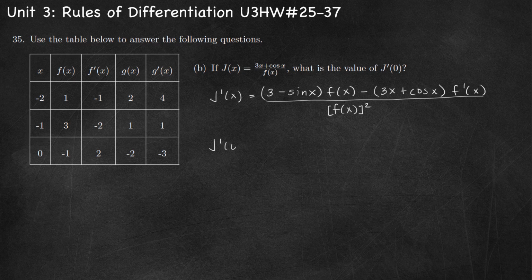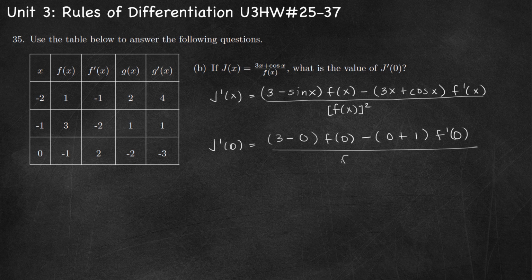Then j prime of 0, we're going to substitute in 0. So we have 3 minus the sine of 0. The sine of 0 is 0, times f of 0, minus 3 times 0 is 0, plus cosine 0, the cosine of 0 is 1, times f prime of 0, all over f of 0 squared.